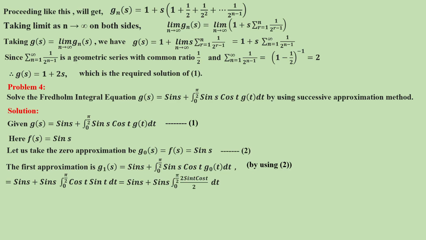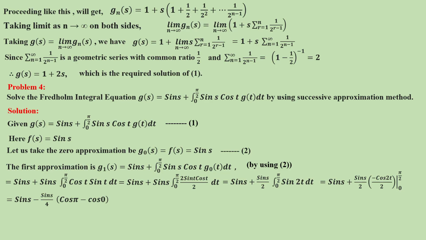So that is equal to sin s plus sin s integral 0 to pi by 2, multiplying with the 2 and dividing by 2 with the integrand. So 2 sin t cos t by 2 dt. We know 2 sin a cos a is sin 2a, right? That is why we are going to use that formula. So sin s plus sin s by 2 integral 0 to pi by 2 sin 2t dt. So that is equal to sin s plus sin s by 2, integral of sin 2t is minus cos 2t by 2, right? So lower limit 0, upper limit pi by 2.